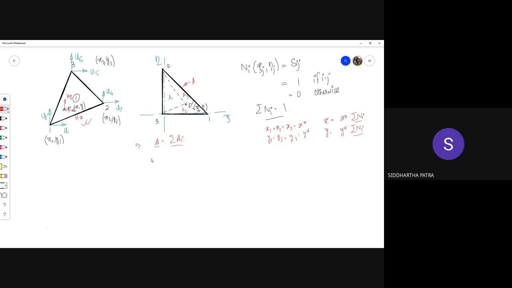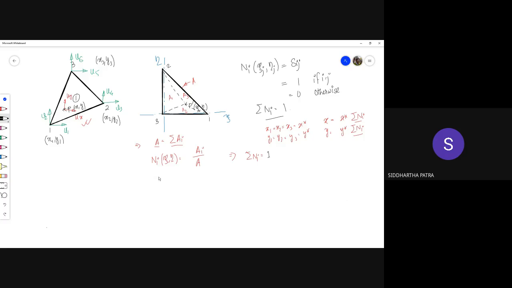Now let's say I define Ni of xi eta as Ai by A. Then summation Ni is how much? How much is the summation Ai? It is A, so summation Ni is 1. It has to be 1, because the summation will only happen at the numerator.